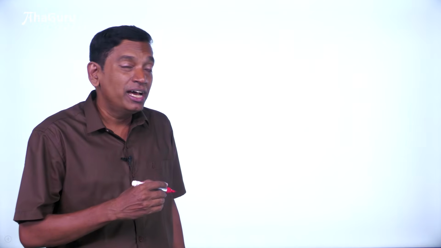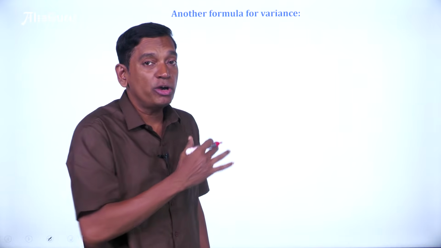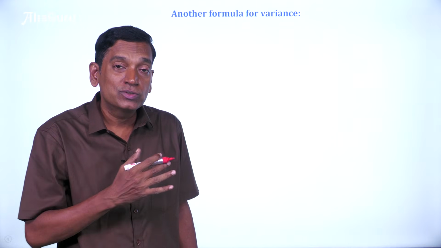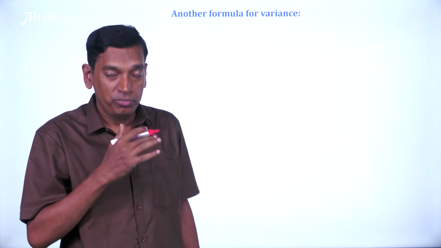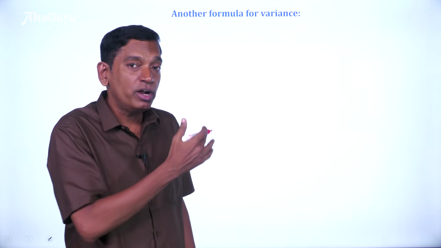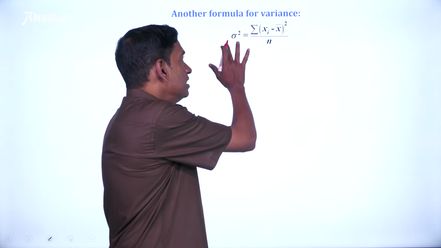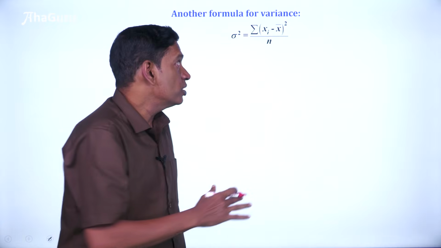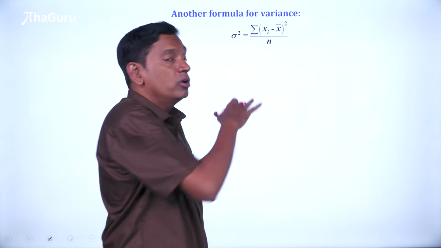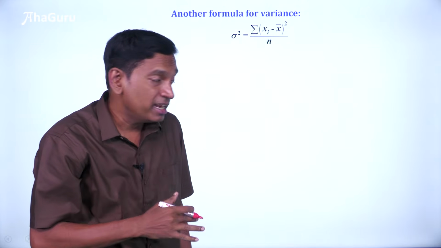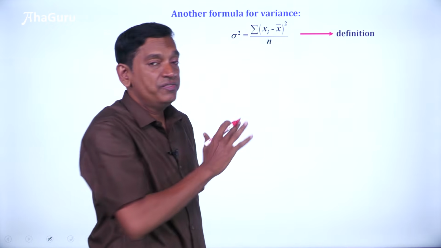Now that we have defined variance, we are going to learn a slightly different formula which is going to be very useful when we solve problems. First, let us look at what we just derived, which is that the variance is summation of (xi minus x bar) the whole square divided by n, and this is the definition.